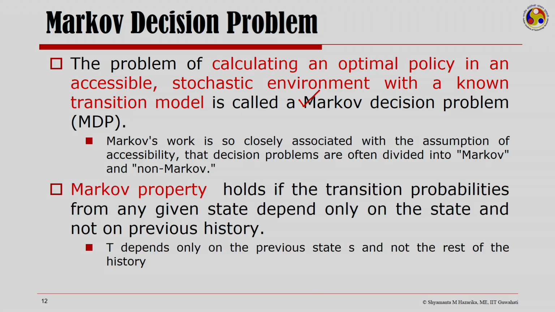Closely related to the concept of a Markov decision process is the Markov property. Now, Markov property holds if the transition probabilities from any given state depend only on the state and not on previous histories. In our case, the transition model that we have assumed, T, if it depends only on the state S and not on the rest of the history, then we say it satisfies Markov property.